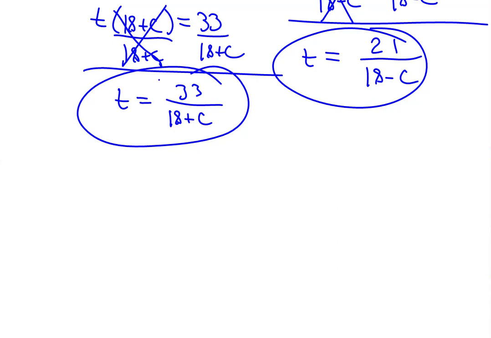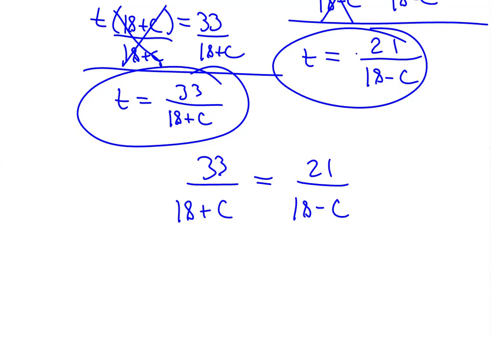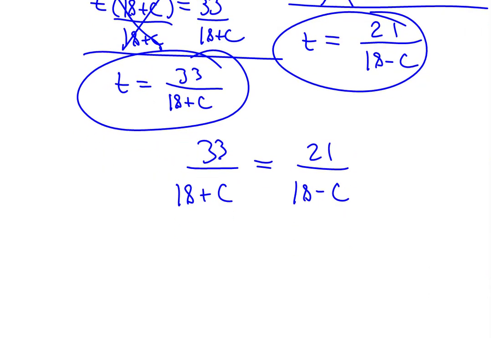Because if t equals 33 over 18 plus c and t equals 21 over 18 minus c, then couldn't we say t equals itself and therefore those two expressions are equal? So we can say 33 over 18 plus c, which is t from the left equation on our screen here, must be equal to 21 over 18 minus c, which is what t equals in the other equation.